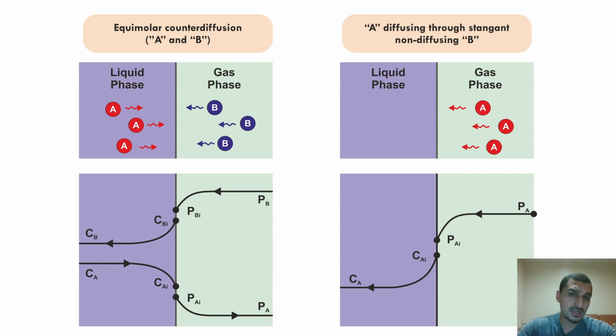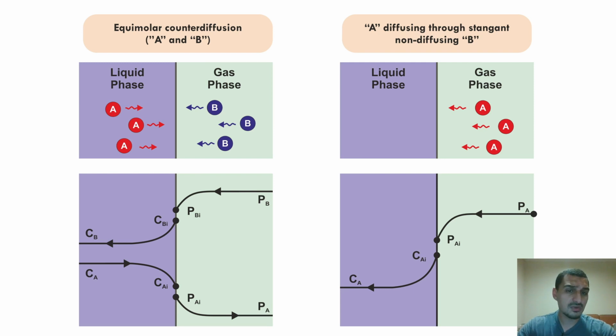The second case is the case of absorption, which is A diffusing through stagnant or non-diffusing B. So we have a liquid phase, maybe water, and then we have a gas phase that contains sulfur dioxide, ammonia, or whatever component that we want to absorb, and then the mass transfer takes place only in one direction, where the species transfers from the gas phase into the liquid phase, and we will have only one concentration profile, as we see here. So these are the two cases that we face.